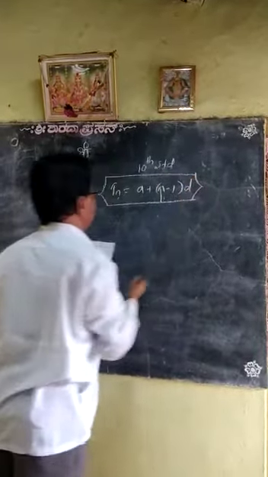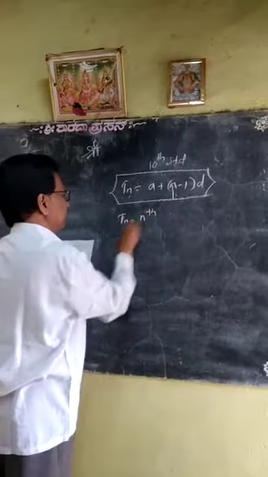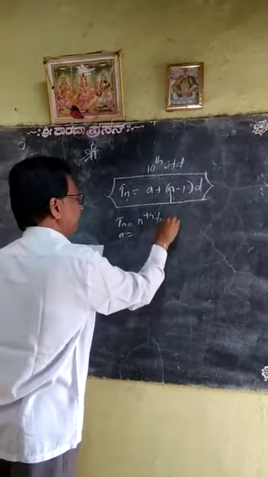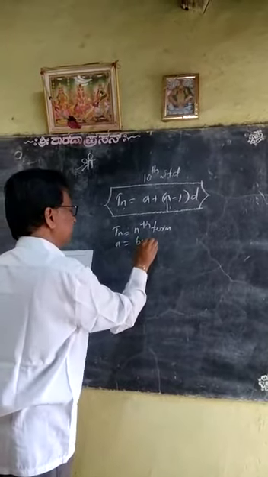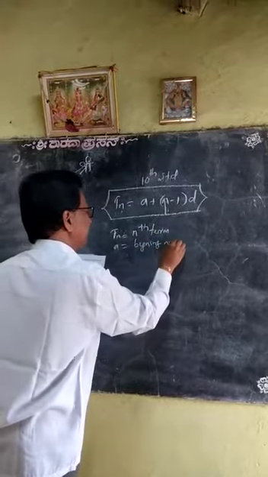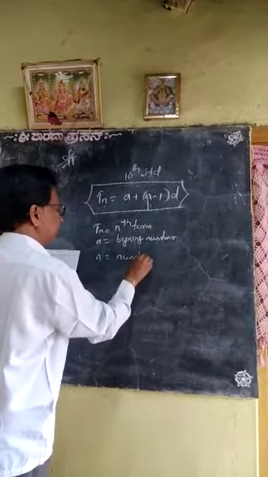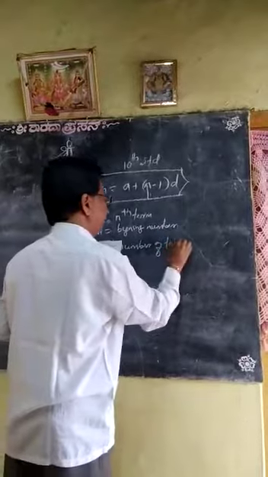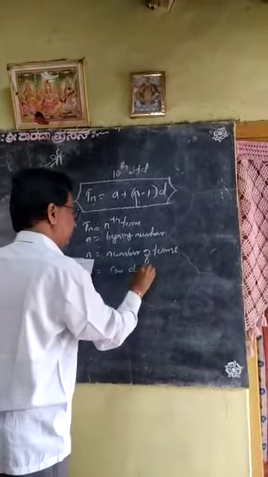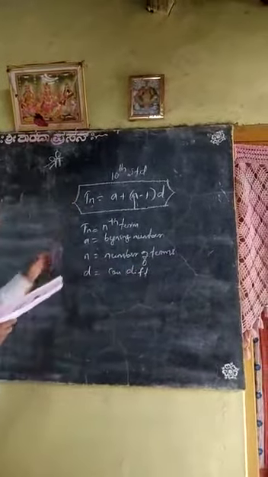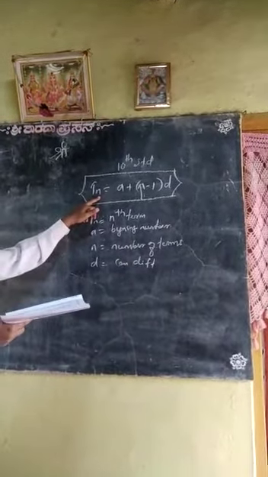In this formula, Tn means nth term, a means beginning number, n means number of terms, d means common difference. So these are the terms which are used in this formula. Based on this formula, let us solve some exercises here.